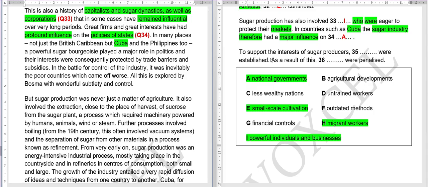To support the interests of sugar producers, blank were established. As a result of this, dash were penalized. So now we're talking about what governments wanted to do: they wanted to support the interest of sugar producers, therefore dash were established. So they established something, they made something, and because of that particular thing, so what can governments do? They can make rules, they can make laws, legislation, something like that, and if you break those things, you will be penalized. Let's see.